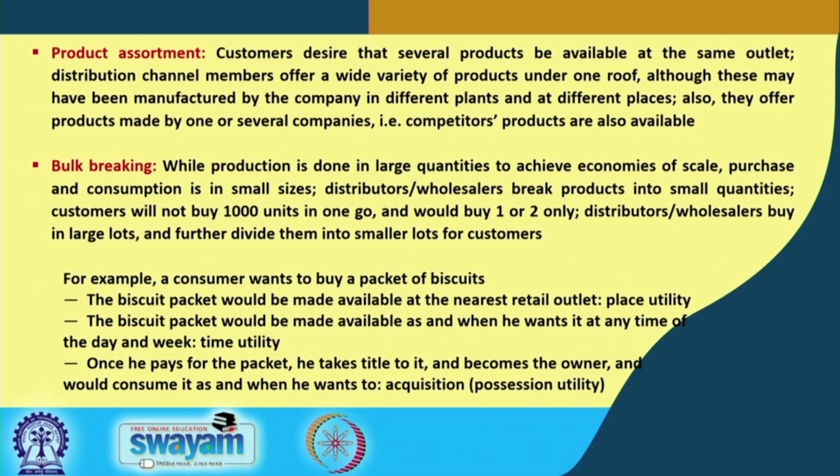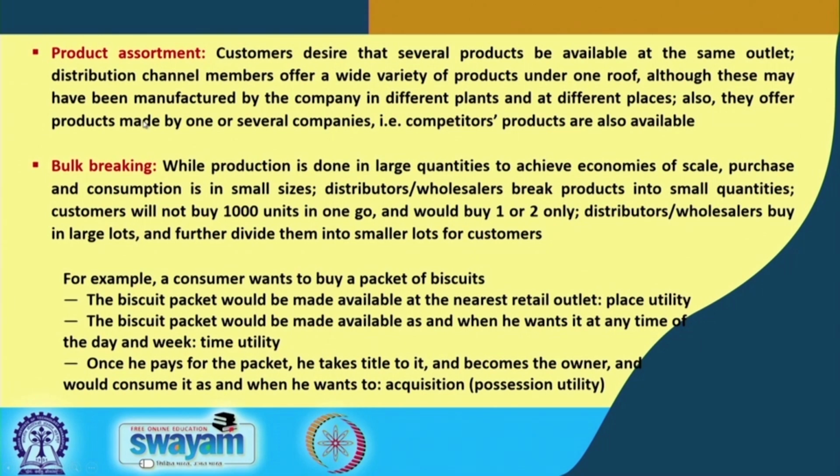Distributors or wholesalers break products into small quantities and then sell them on to the customers who may buy only 1 or 2 units. Customers will never buy 1,000 units in one go; they would buy 1 or 2. So distributors and wholesalers buy in large lots and further divide them into smaller lots for the customers.